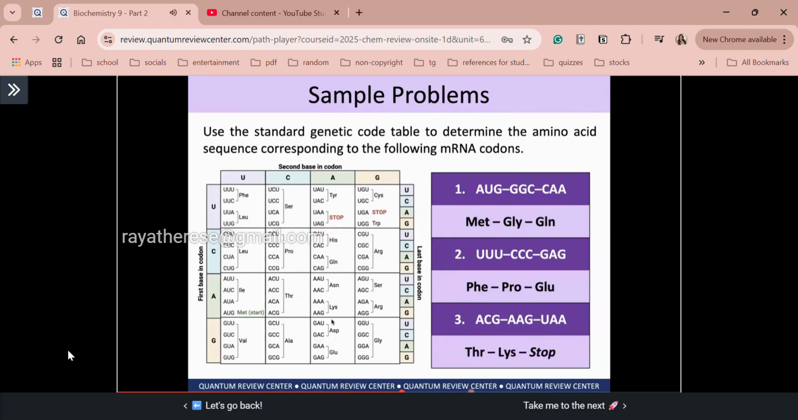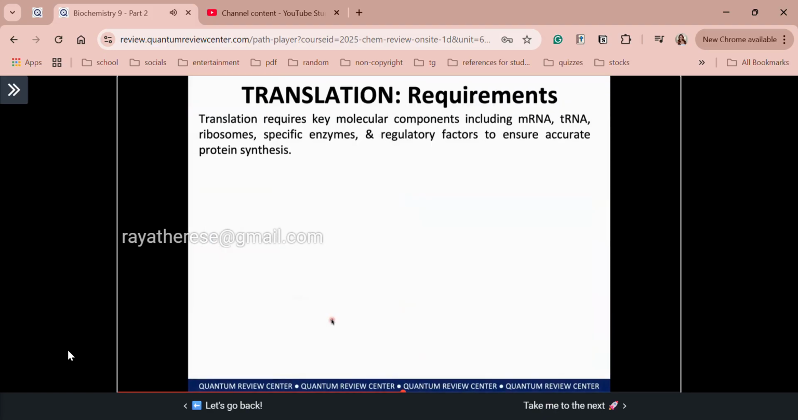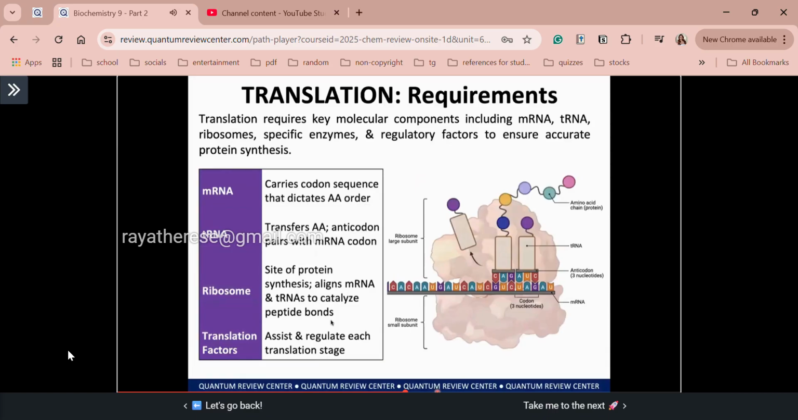Alright, so class, that's your genetic code. For translation, again, remember, maraming requirements, diba? Parang board exam preparation, you need to prepare the requirements in order to continue with your translation process. So specific requirements, we have your mRNA, tRNA, ribosomes, and your specific supporting enzyme, as well as your translation regulatory factor. So let's see. Ayan, so class, this is your, again, your translation assembly, including your large subunit ng ribosome and its small subunit. Here is your mRNA with its 3 nucleotides that we call your codon.